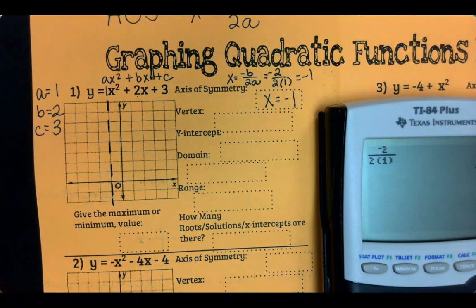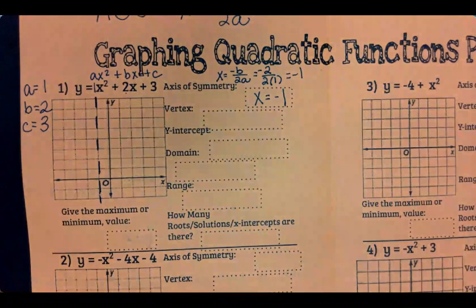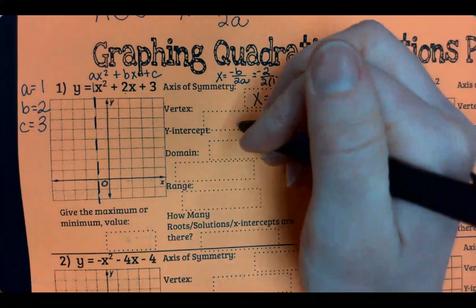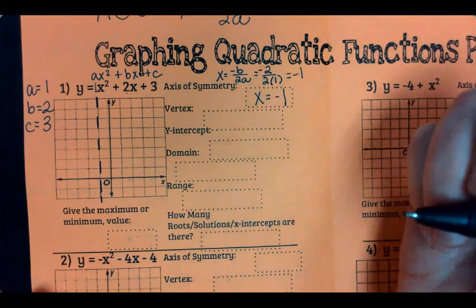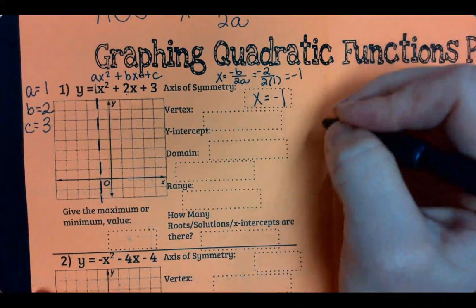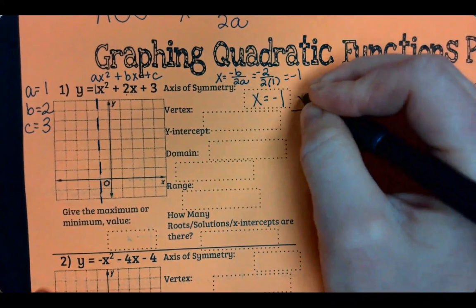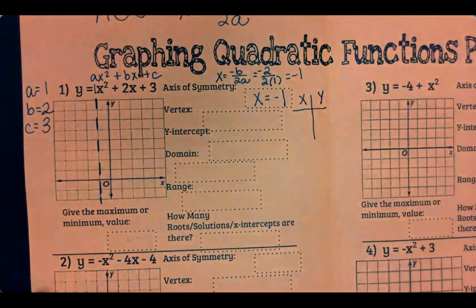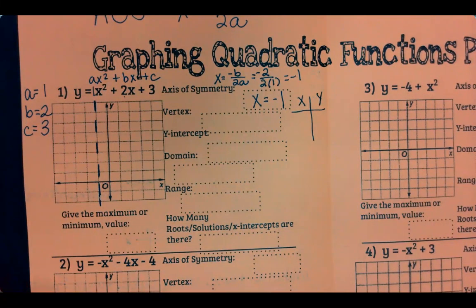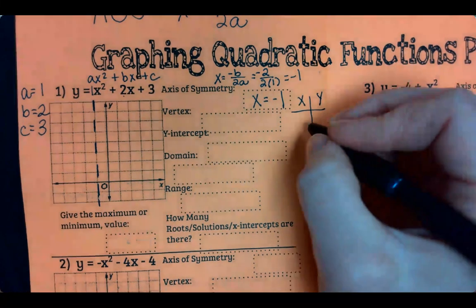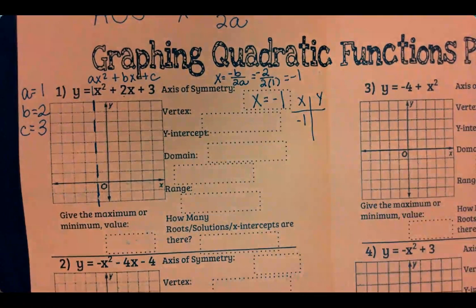So that's your axis of symmetry. Now we're going to start using the calculator. We're going to make a table, and you're going to start with the axis of symmetry where x is negative 1. And that's how you're going to find your vertex.